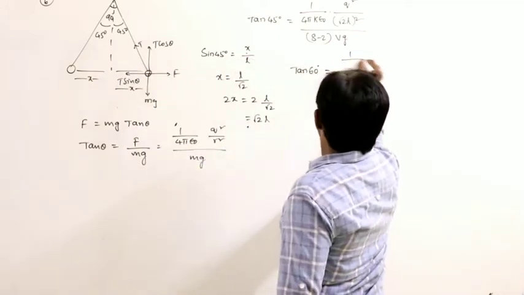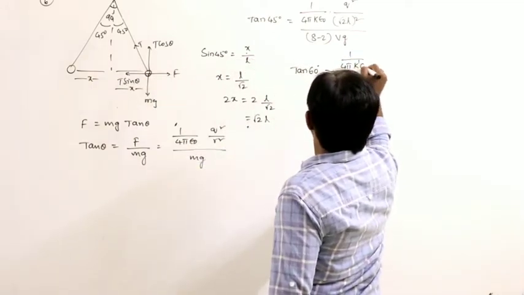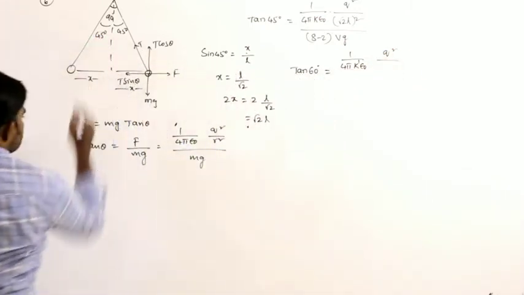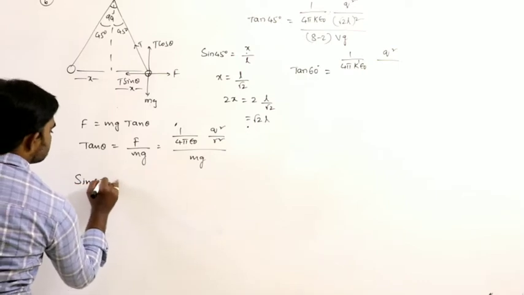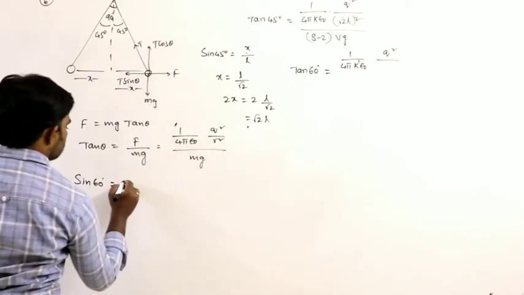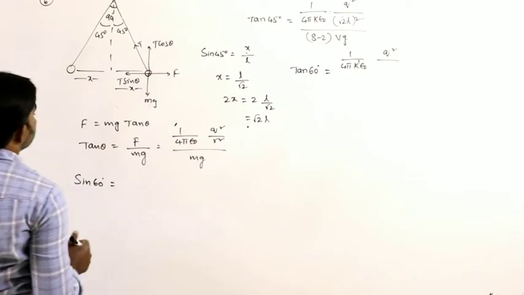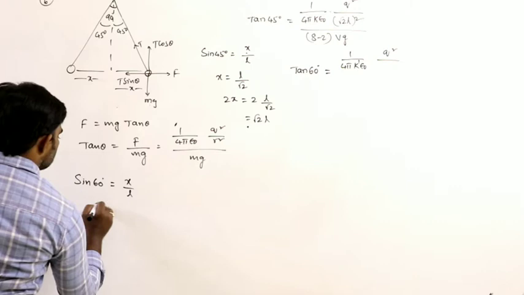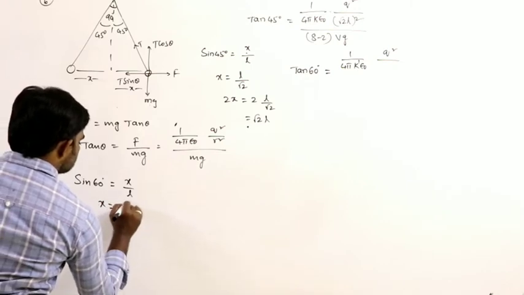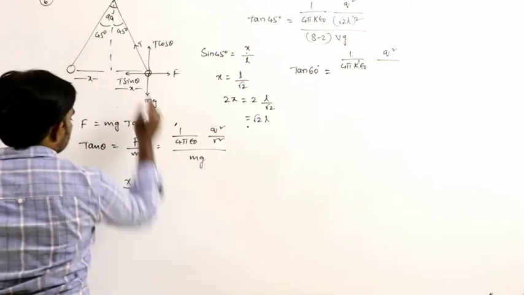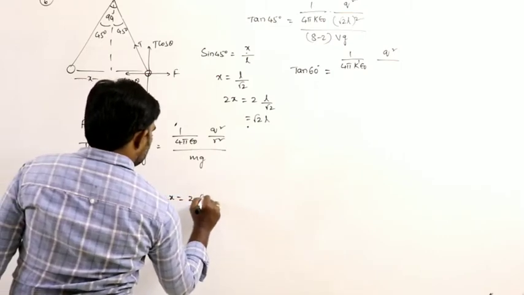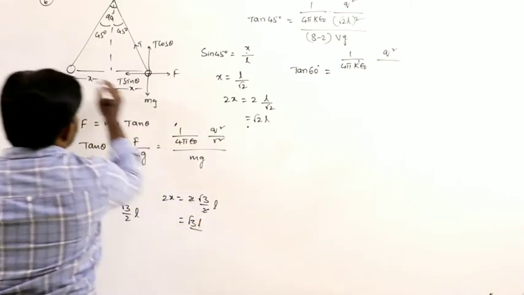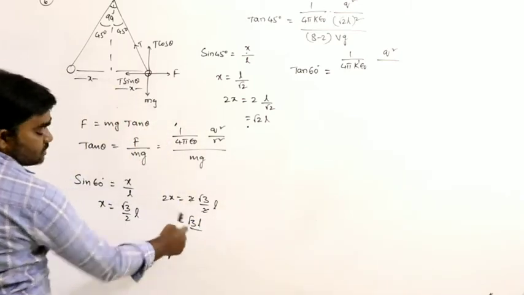tan 60 is equal to again 1 by 4 pi k dash epsilon naught, q square by, if it is 60, sin 60 can be written as opposite side by hypotenuse. What is opposite side by hypotenuse? That becomes x by L. So x is equal to sin 60, root 3 by 2 L, but the total distance is 2x, that is 2 into root 3 by 2 L. So that is equal to root 3 L. In the second case, the distance between these two spheres is root 3 L.